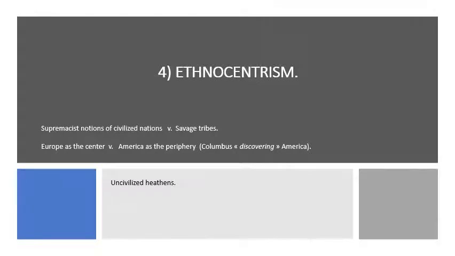What characterized Europeans in the 15th century was ethnocentrism. In the 15th and 16th centuries, and even later, Europeans were convinced that they were superior to all other peoples and that these other peoples were savage tribes. So they expected Indian societies to abandon their beliefs and traditions in order to embrace those of the newcomers. And when Native Americans refused to give up their customs and beliefs, Europeans became convinced that Indians were uncivilized heathens, that is to say non-Christians, and they tried to subdue them.